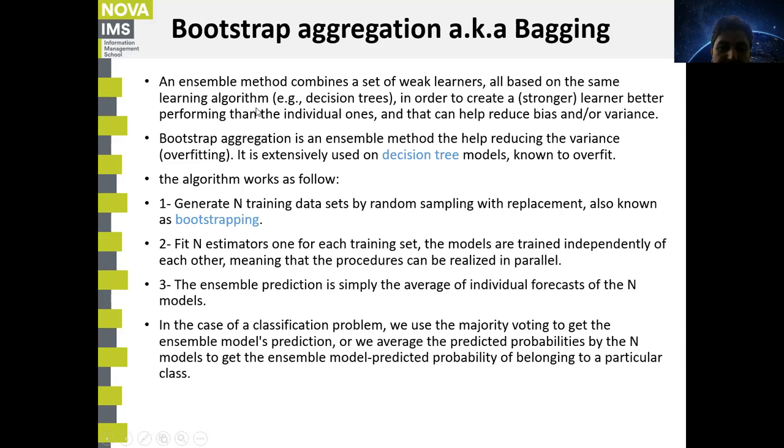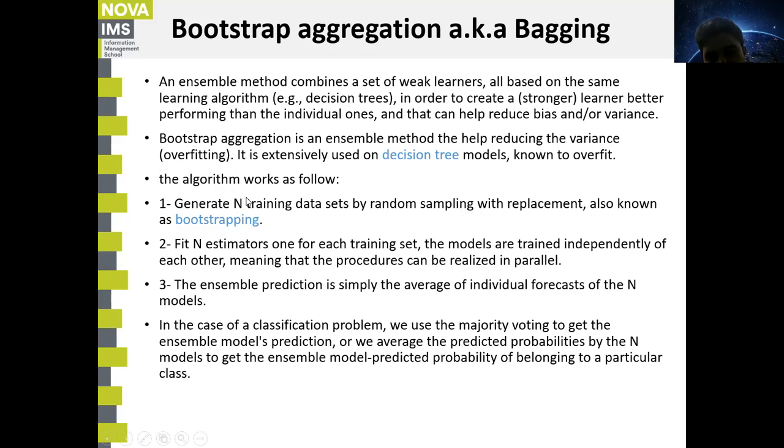Bootstrap aggregation, aka bagging. Okay, so an ensemble method combines a set of weak learners, all based on the same learning algorithm, for example, decision trees, in order to create a stronger learner, better performing than the individual ones. And that can help reduce the bias and/or the variance. The bootstrap aggregation is an ensemble method that helps reduce the variance, overfitting. It is extensively used on decision tree models, which are known to overfit.